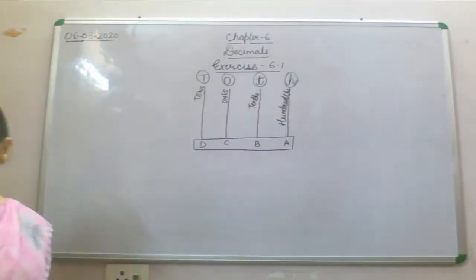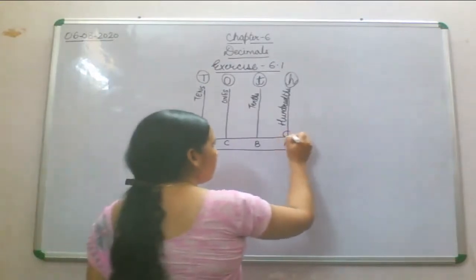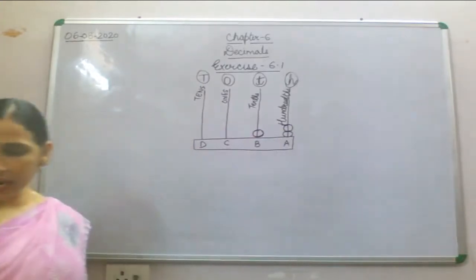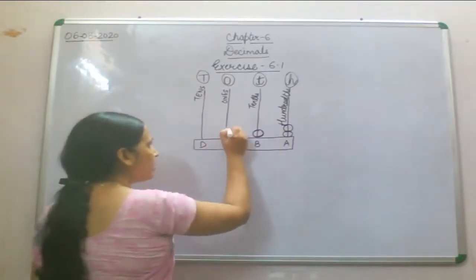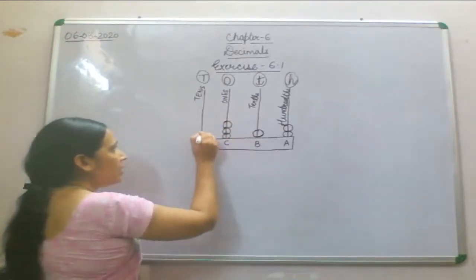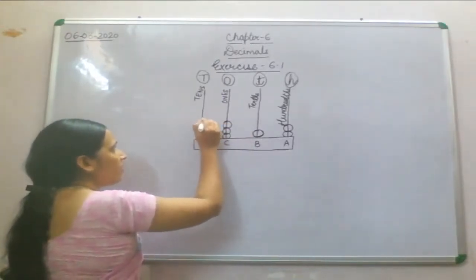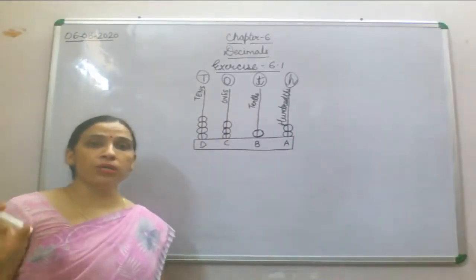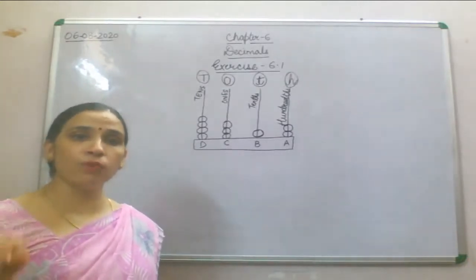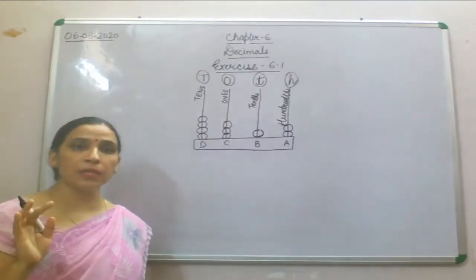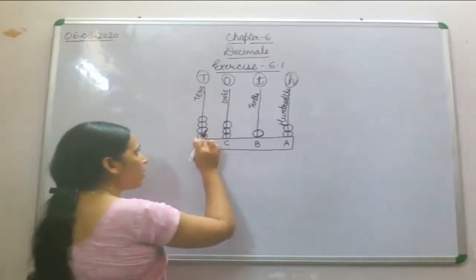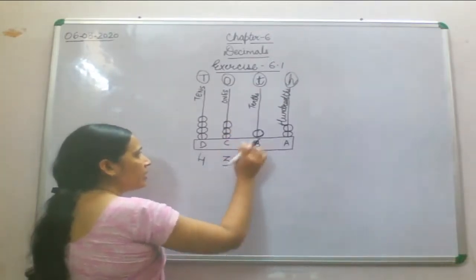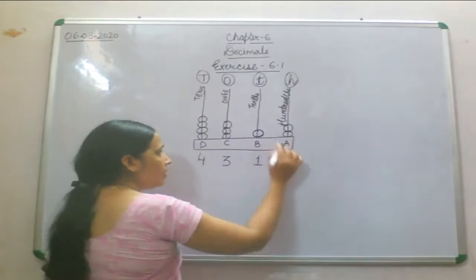In A, I make 2 beads, then in B we have made 1 bead, and after that in C we have 3 beads, 1, 2 and 3, and in this you have 4 beads. So, as you are aware about the abacus, as many beads as we have, that many will be the digit at that particular place. So we will count: 1, 2, 3, 4. 4 we will write here, 1, 2, 3, then 1, then 2.